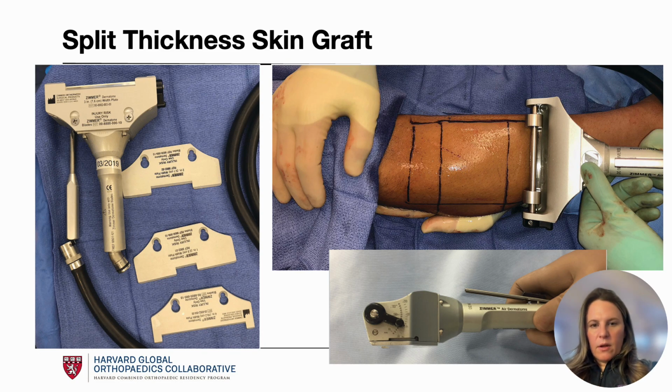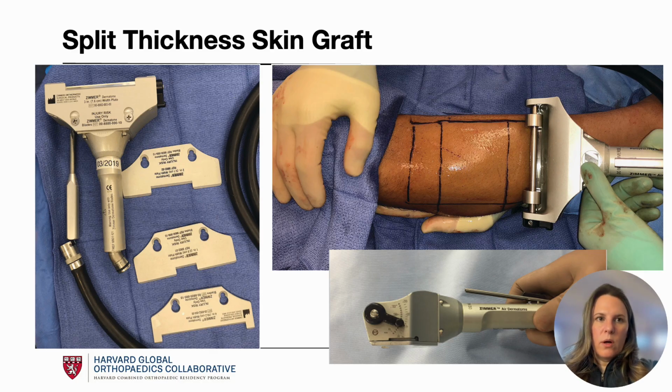The plates there on the right, and there is one plate already on it, determine the width of the graft, and the width you decide by how much skin you need. Anterolateral thigh is our most common donor site. The Zimmer dermatome allows you to choose the depth, or the thickness, of your skin graft, and you use that black dial shown on the lower right there to help you decide that.